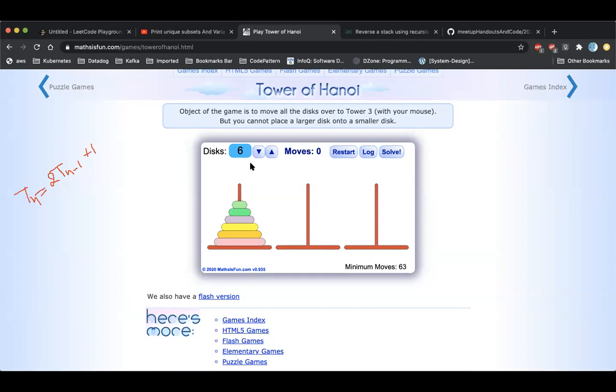So can we make it 16 and then see what is the number? Is it like 2 to the power of 16? Yeah, I think it's going in that direction, n minus 1, but I believe we should solve it using the recurrence relation. 256, 255. 32, 31. So.